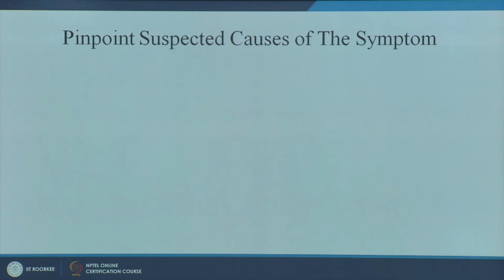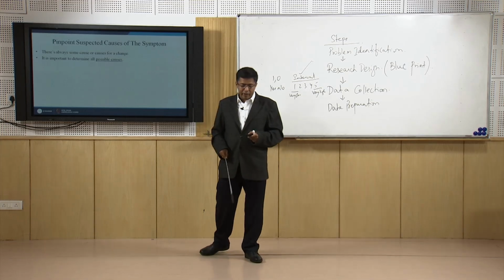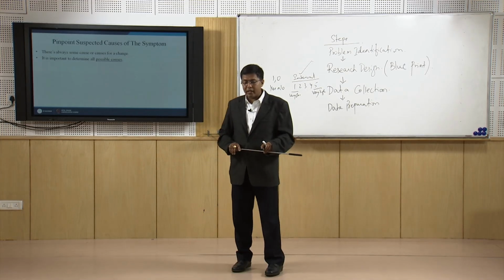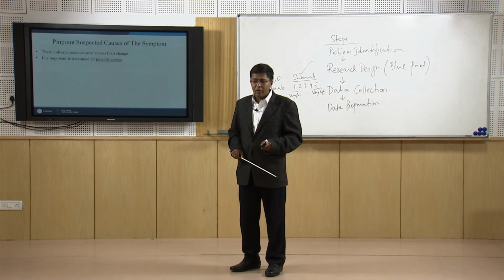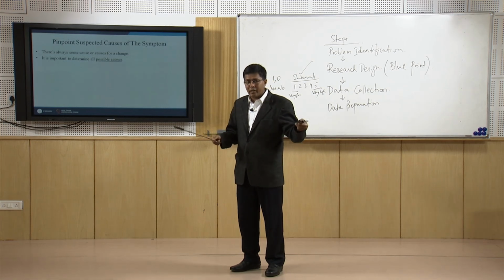Pinpoint suspected causes of the symptom. There is always some cause or causes for a change. It is important to determine all possible causes. When we get into the data analysis side, we talk about the coefficient of determination. That value explains how much explainability we have achieved in the entire research, how much of the explanation we have been able to do.